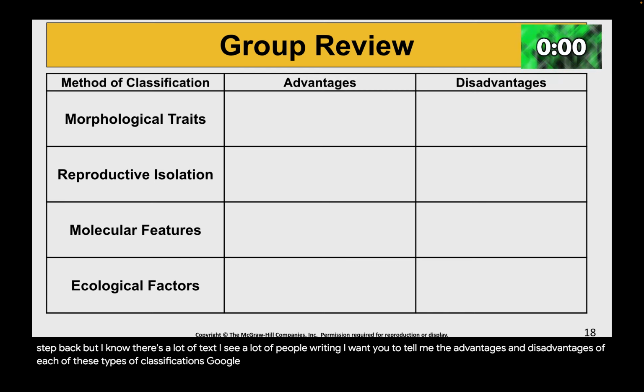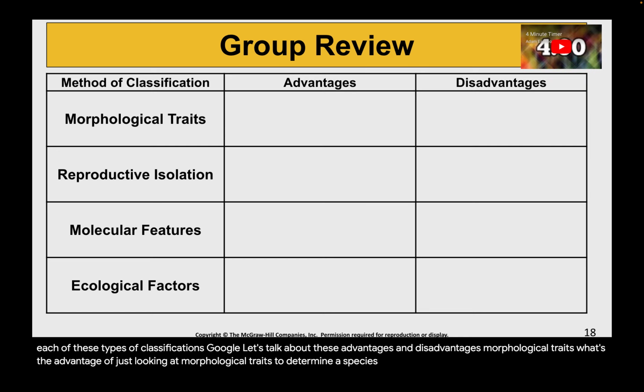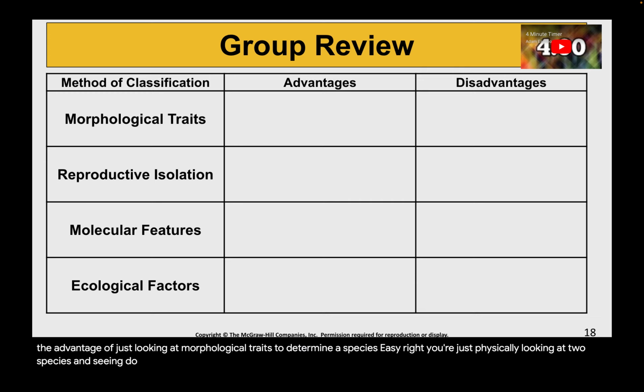All right, let's talk about these advantages and disadvantages. Morphological traits. What's the advantage of just looking at morphological traits to determine a species? It's pretty easy to tell. Yeah, it can be easy, right? You're just physically looking at two species and seeing, do they look different?